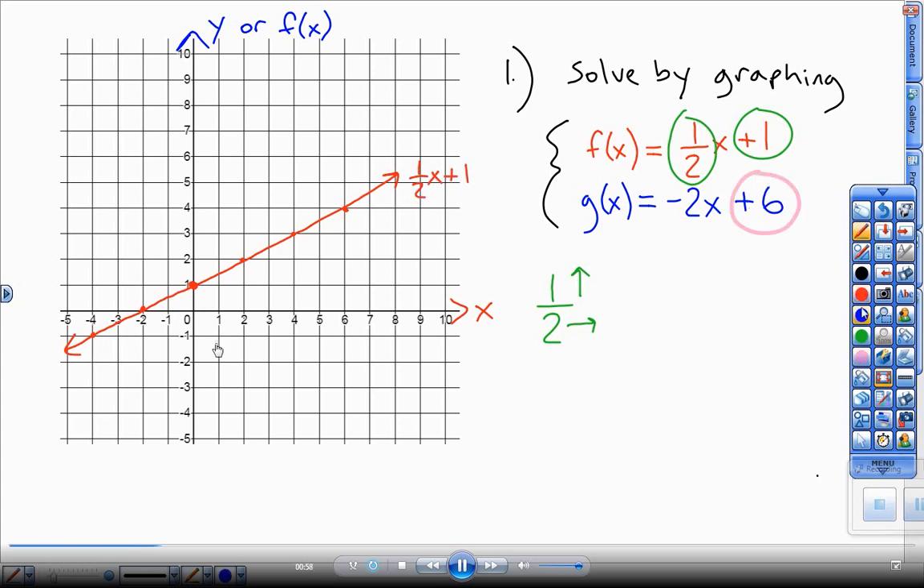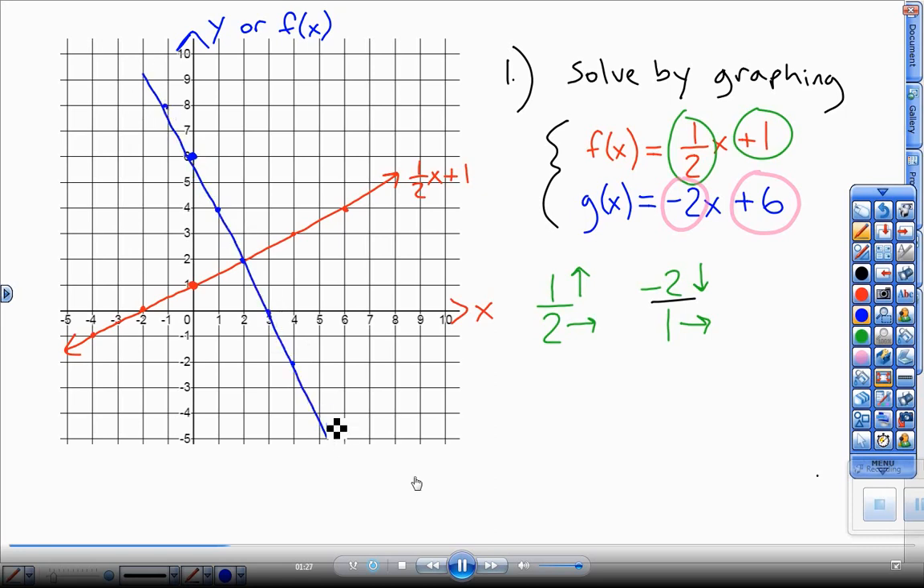6 is where I start on this up or down line on the y-axis. And then from there, again, look at that number in front of x, that -2. If it doesn't have a rise and run like 1/2 did already, make it have a rise and run. Put that whole number over 1. Any whole numbers over 1. Which means from that point 6, right 1, down 2, right 1, down 2, right 1, down 2. Be able to stair step the opposite way, left 1, up 2, left 1, up 2.